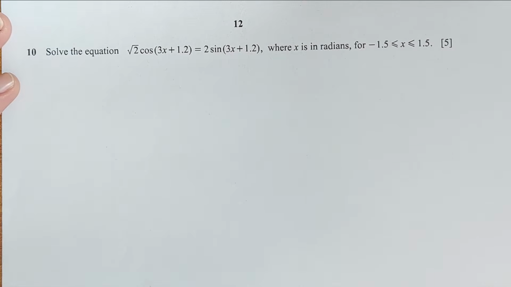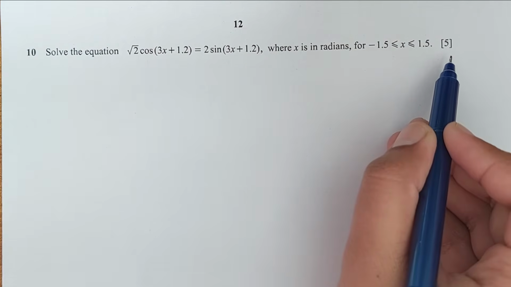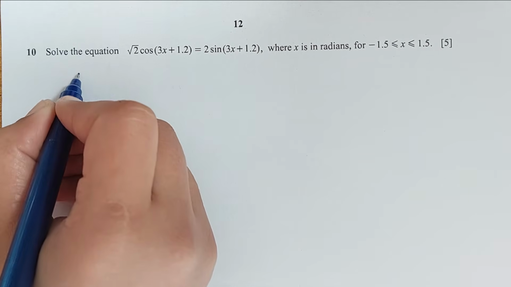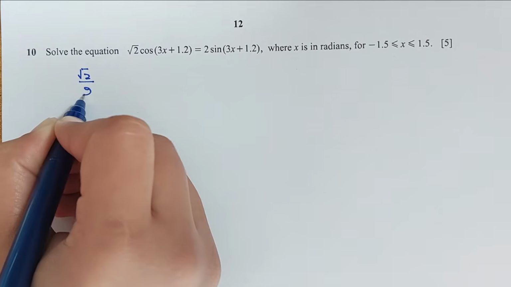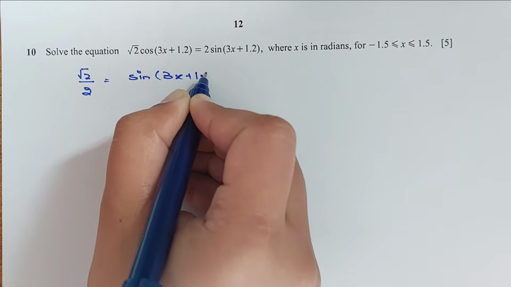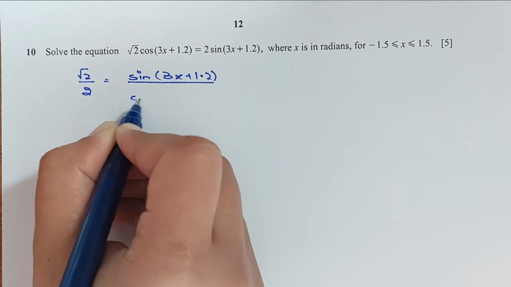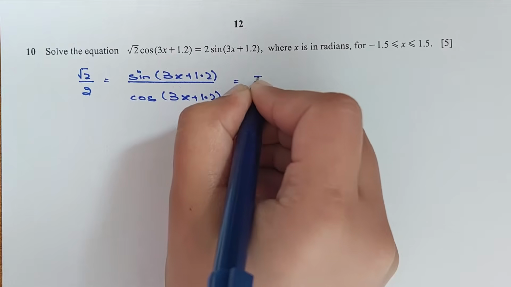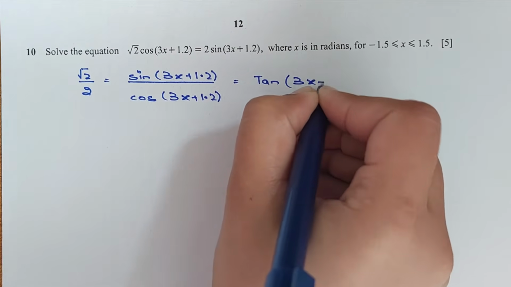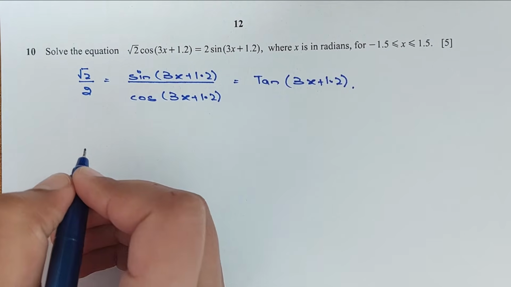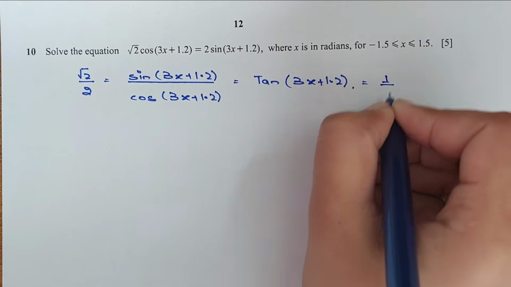Right. Question number 10, solve the equation where x is in radians, x lies between minus 1.5 and 1.5. Okay. So I can rewrite this equation as square root of 2 over 2 equals sine of 3x plus 1.2 over cos of 3x plus 1.2. Sine over cos is basically tangent of 3x plus 1.2. Okay. So 1 over, this equals 1 over square root of 2.